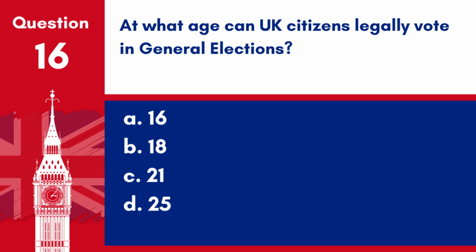Question 16. At what age can UK citizens legally vote in general elections? A. 16. B. 18. C. 21. D. 25. Answer B. 18. UK citizens can legally vote in general elections at the age of 18.